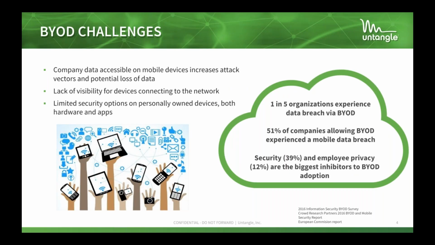As I mentioned, some of the challenges, obviously, if there's company data accessible on mobile devices, that can increase attack vectors, potential data loss. If someone connects with their own personal iPhone, I don't specifically know as an admin what kind of security they have on that iPhone, for example. A lack of visibility for those personal devices connecting to your network can be an issue, of course. So our Captive Portal, which we'll show you, can offer things like authentication, usernames, even a local directory if you don't have something like Active Directory or Radius server. And there are obviously limited security options on personally owned devices, like I said, with both hardware and apps.